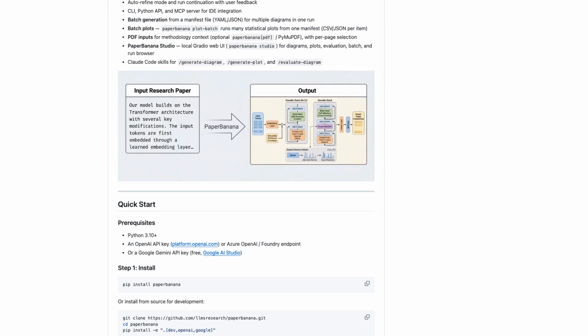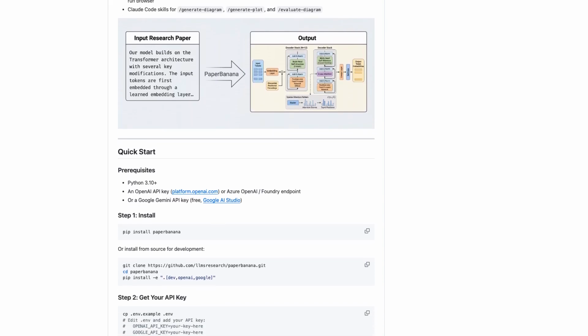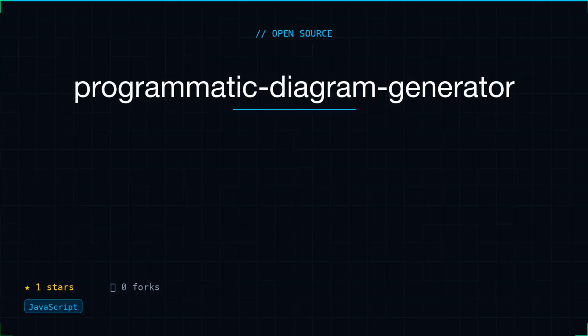An input optimization layer pre-processes descriptions before generation, improving diagram accuracy and consistency. Developers can generate research visuals, statistical plots, and presentation slides programmatically, eliminating manual design work for academic papers and technical documentation.